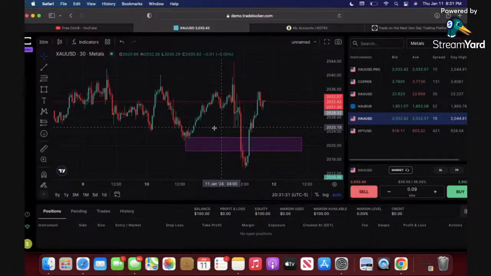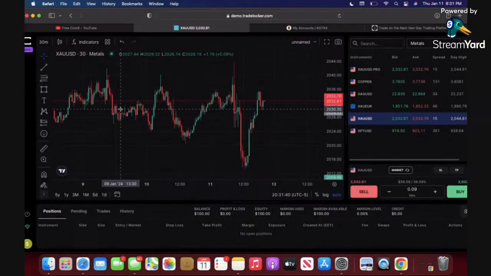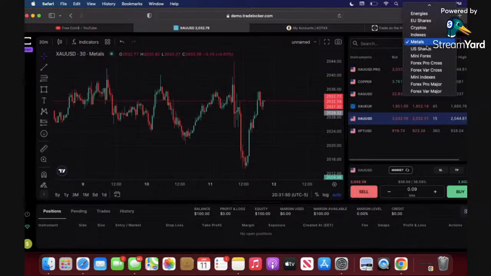Okay, let me take this off as well. Now, if you want to be able to change your market, say you're like, all right, I don't want to be inside gold, I want to trade something else. One thing I do like about TradeLocker is it gives you the options to choose exactly what you're looking for. You can go all, core crosses, forex exotics, forex majors, energies, and so on, all the way down to even mini indexes.